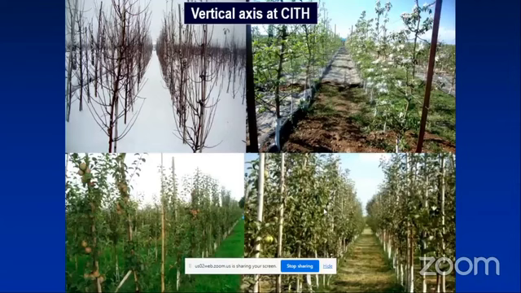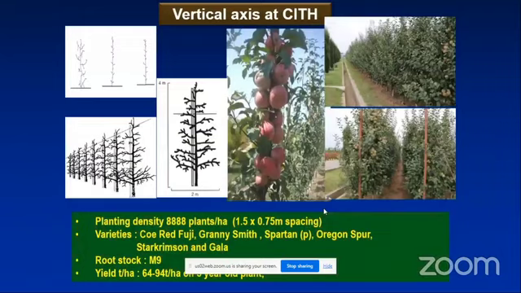And vertical axis at CITH in case of apple, you can see how in spring, autumn season, and when the plants are in dormant conditions, we are making this vertical axis system in case of apple in the field. You can see the photographs from the field.